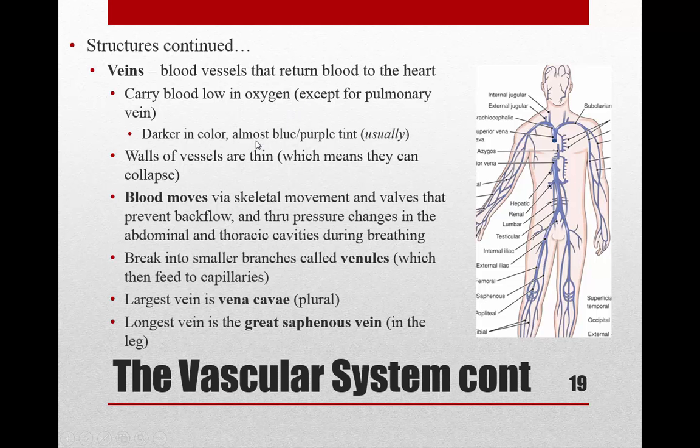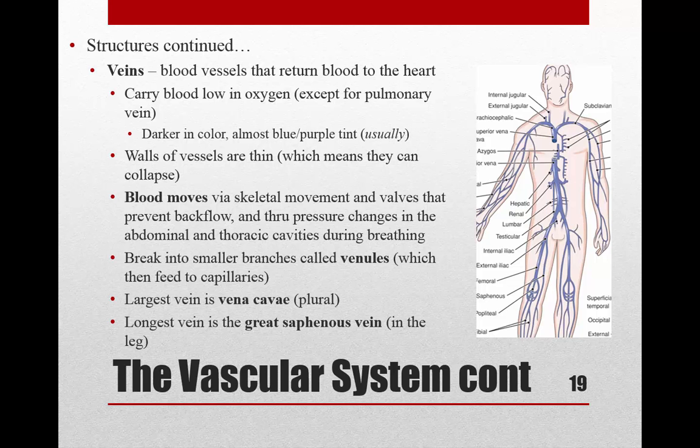Usually the blood is darker in color. It says it almost has a blue or purple tint, but you can have very red venous blood, as you guys have seen in lab, but it is generally a little bit more darker in color than arterial blood. The walls of these vessels are much thinner, which means that they can collapse. That's something we've talked about a little bit in class already.